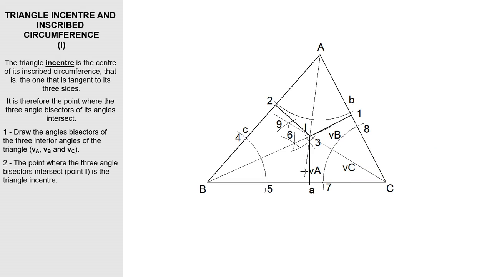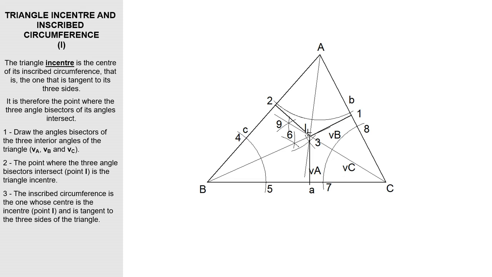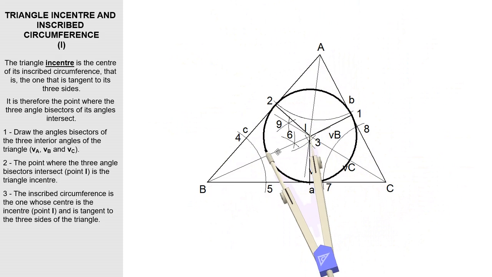Or, in other words, if each point on this angle bisector V sub A is the center of a circumference that is tangent to sides B and C, if each point on this angle bisector V sub B is the center of a circumference that is tangent to sides C and A, and if each point on this angle bisector V sub C is the center of a circumference that is tangent to sides A and B, the point I, where they all meet, is the center of a circumference that is tangent to the three sides of the triangle at the same time, that is, the triangle's inscribed circumference.